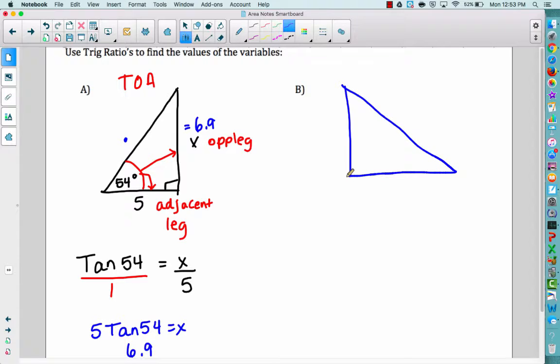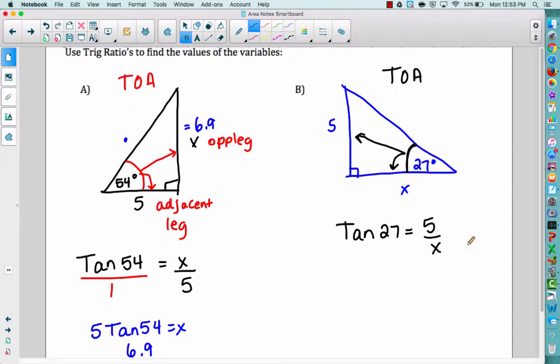Actually, my diagram's not so good. That 5 should have been right here. So fix that, and this is what we have. I look at the angle I'm given. I know it's a good decision to use trig because I can't use the Pythagorean theorem. I have the opposite, and I need the adjacent. That again is TOA. Tangent comes up a lot.